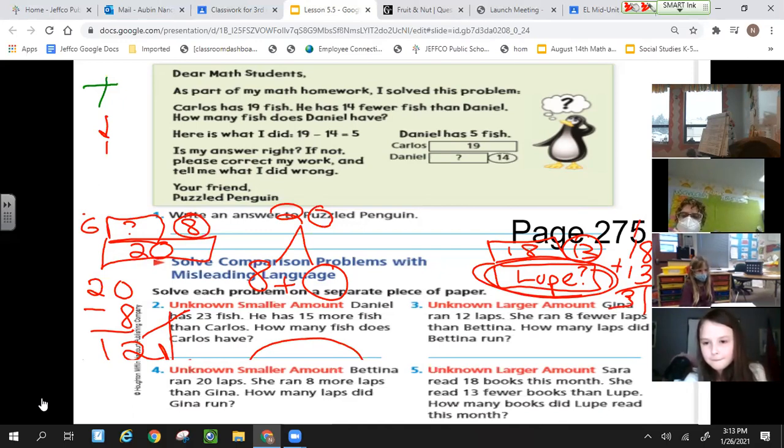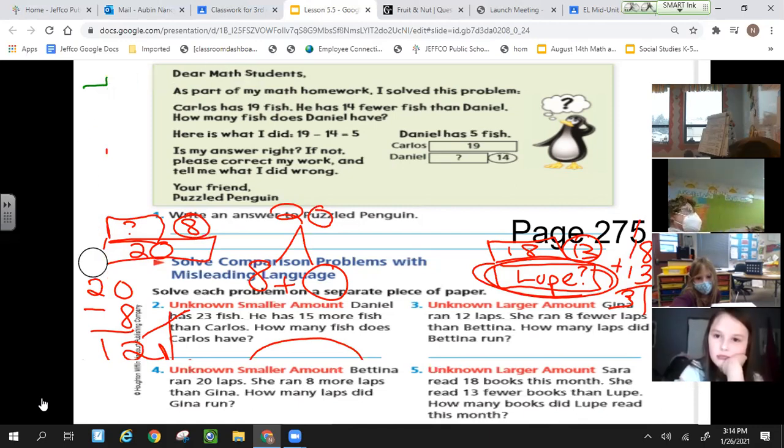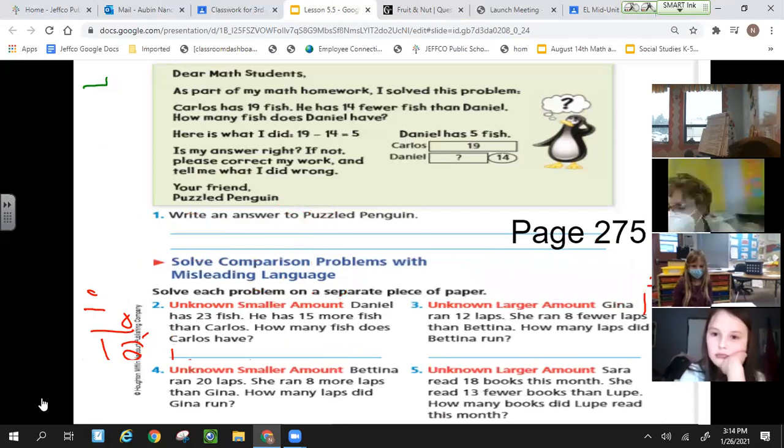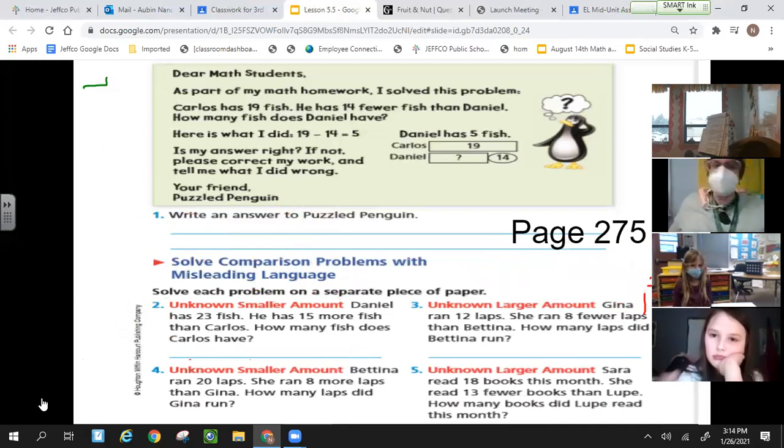If you subtracted and got 5 for Luke, you would know you did something wrong, because Sarah read fewer than him and she read 18, so there's no way he could have read 5. If you use the strategies I've been talking about since the beginning of the year and you reflect, you would fix your work. Okay, let me see how I did this. I'm going to double check the next page.